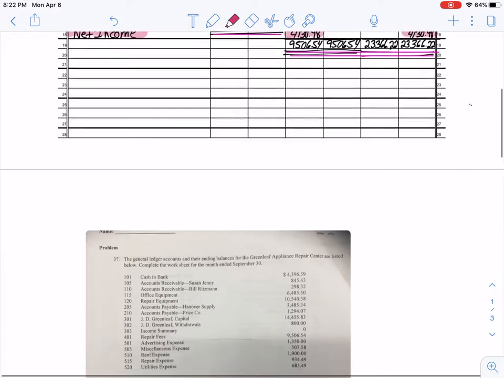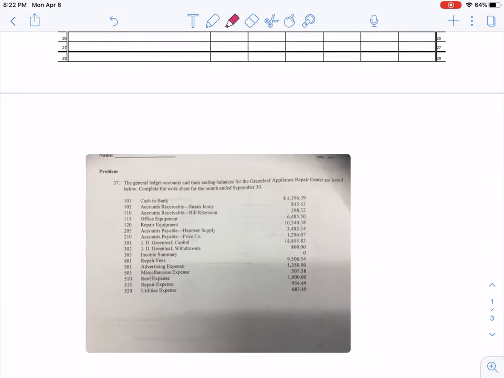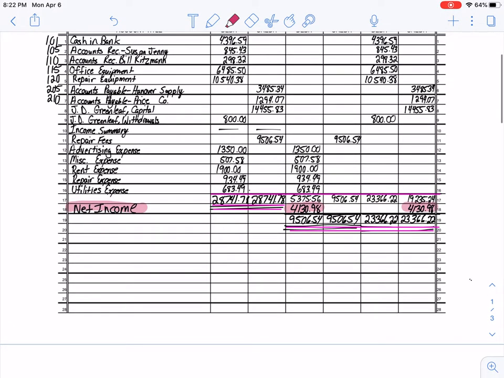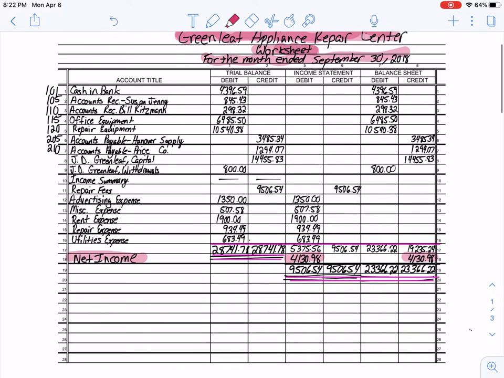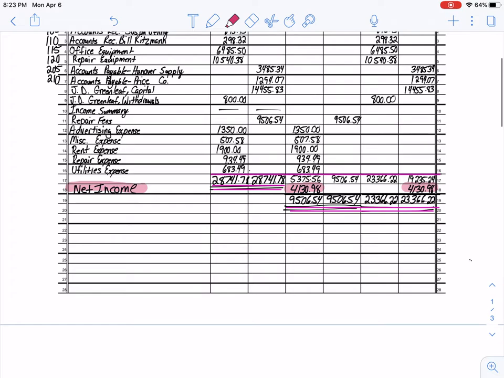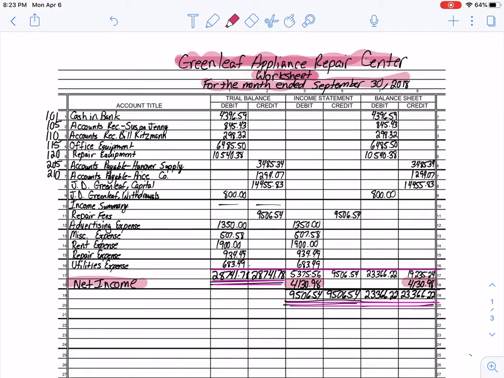So that's why I put for the month ended September 30th, 2018. Next up, I have all of these accounts given. In my worksheet, I have to include every account, even those with a zero balance. My only one with a zero balance here is income summary. There's a zero balance right there, but it's still included in my worksheet. That's important to understand. Next up, I need to put all of my account numbers on the left, so I got up to 210. Obviously, you would keep on going. And then I have all of my account names right next to it, ending with utilities expense, that's my last one.